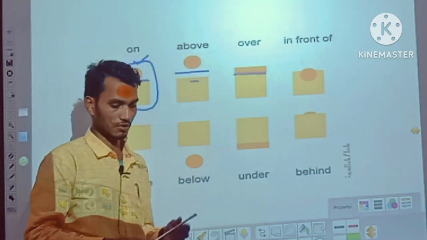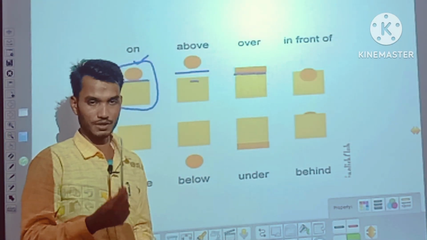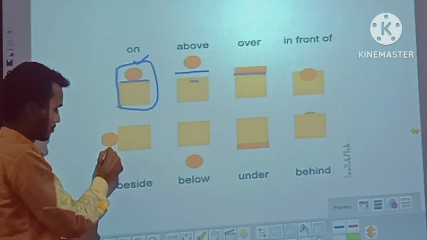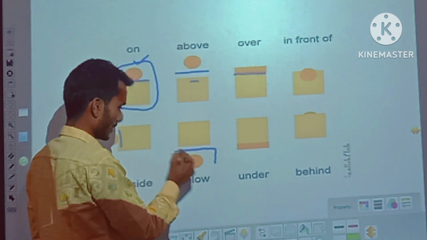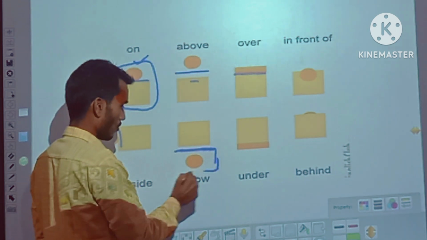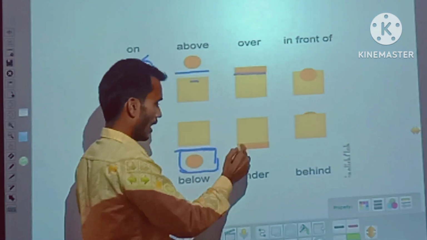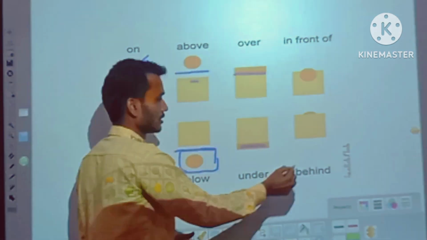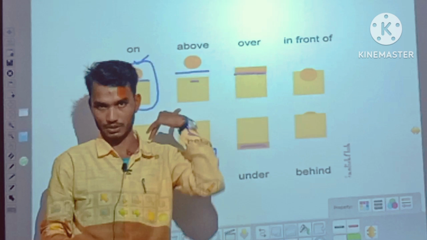Let me tell you one more example. The pen is in front of me, in front of. Then the ball is beside the box, and the ball is below the box. There must be a space between the box and the ball. The ball is below the box, the ball is under the box, the ball is behind the box. For example, the board is behind me, behind.